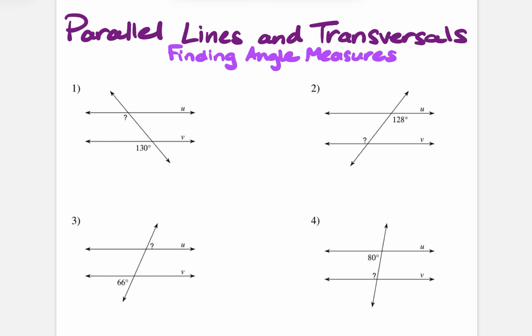So those are in corresponding positions, meaning they're corresponding angles. And with parallel lines, corresponding angles are going to be congruent. So the measure of that question mark is going to be 130 degrees.